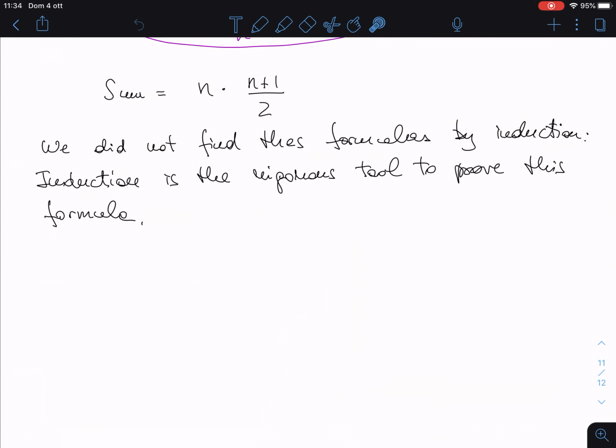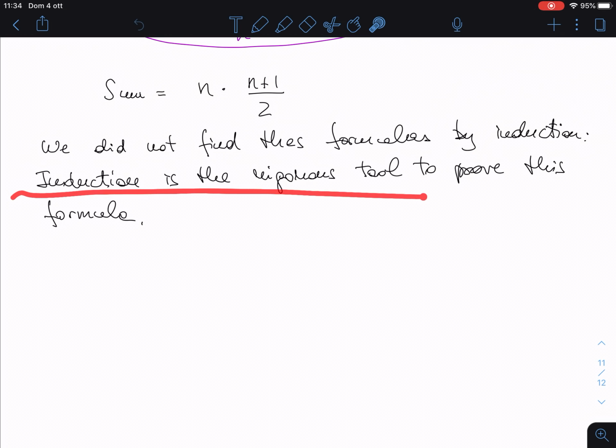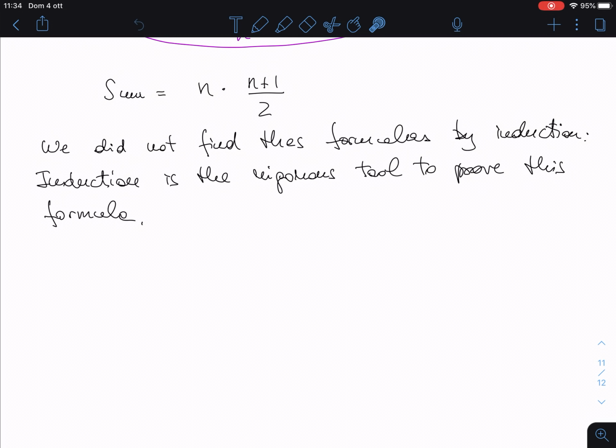We concluded the last videos by stating that these formulas are found by a heuristic method, so we just found them without proving them, and the rigorous way of proving them is to use the principle of induction. So I will show you how to use it for this problem.